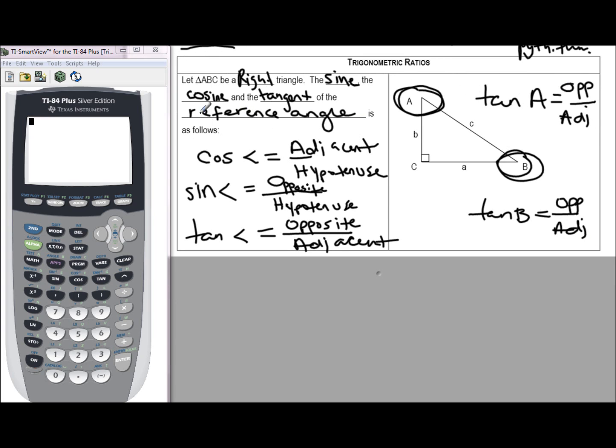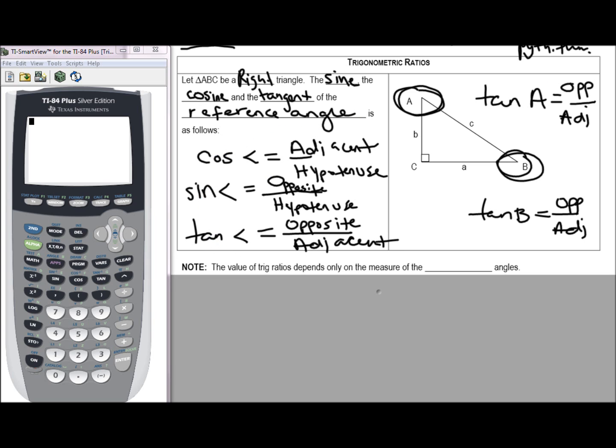So the reference angle is just what angle we are using to set up our trigonometric functions. And our reference angles are only going to be the acute angles of a right triangle. We're never going to use the right angle in a right triangle as our reference angle.